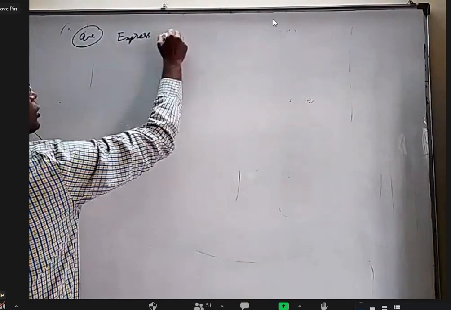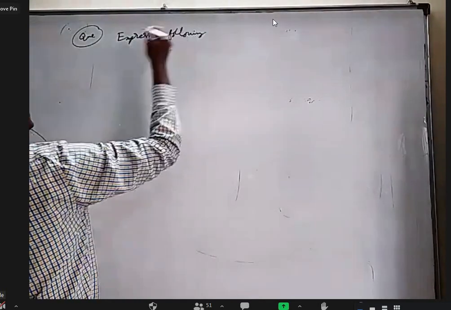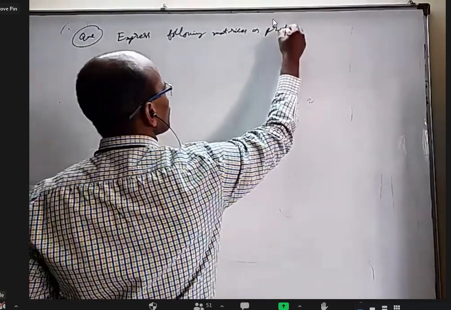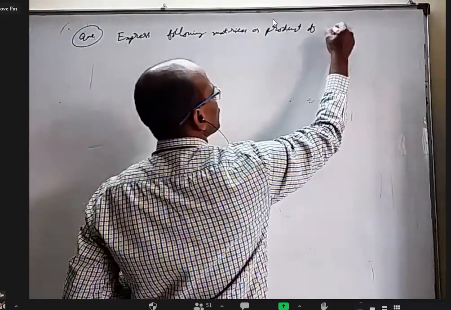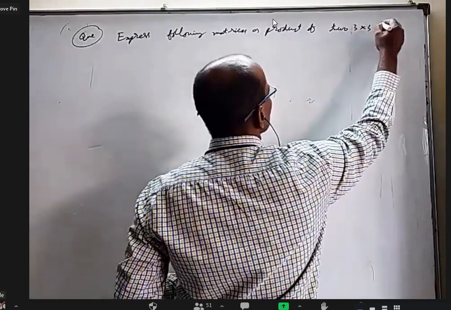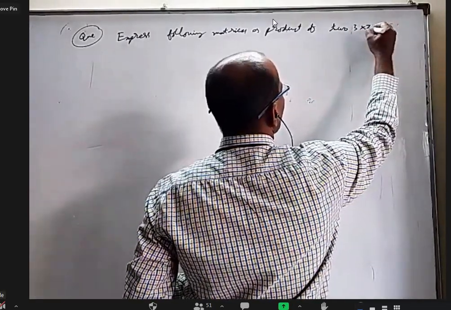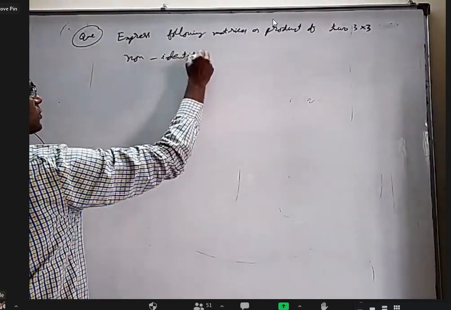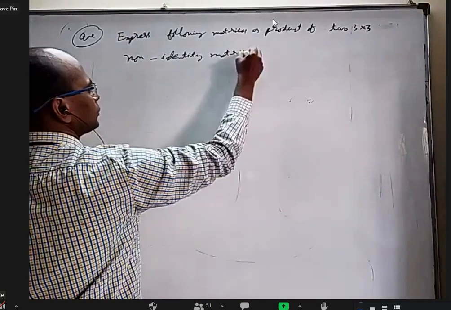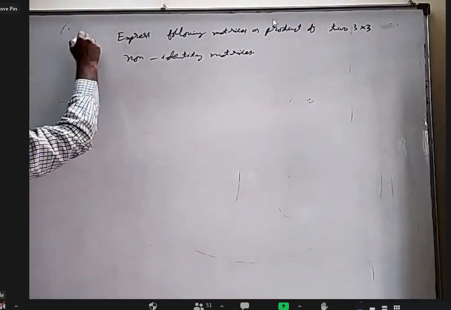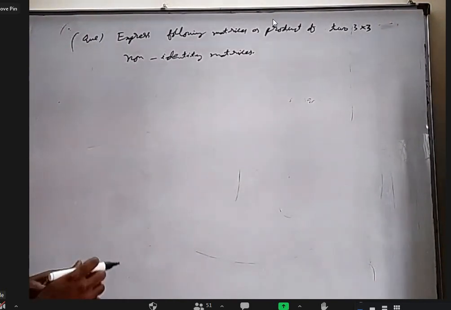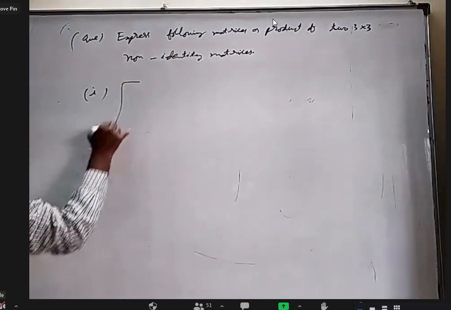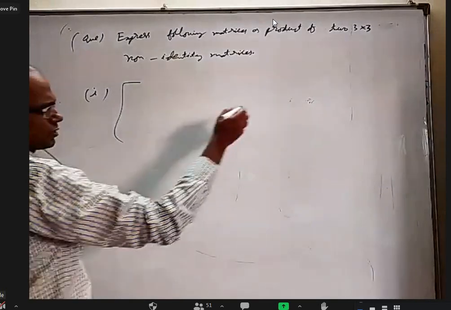Express following matrices as product of two 3x3 non-identity matrices. Okay. This is a question. Express following matrix as product of two 3x3 non-identity matrices. Okay. First question. The previous one is also a first question, but I'm just calling this informally.